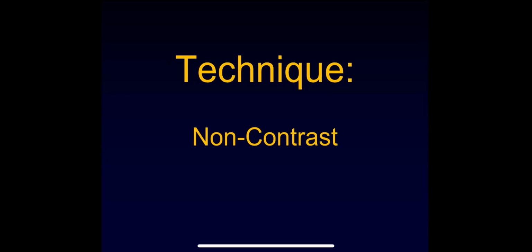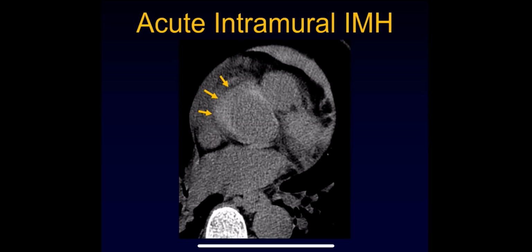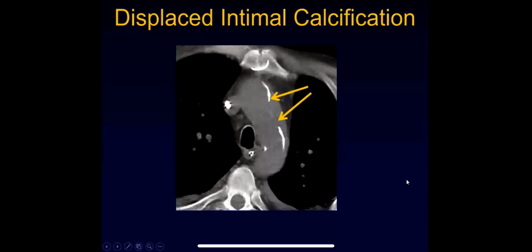At our institute, all our suspected acute aortas undergo a non-contrast acquisition at 5mm collimation. This is so that we can diagnose an acute intramural hematoma, which is this crescent of high attenuation in the proximal ascending thoracic aorta, characteristic of an acute intramural hematoma. And this patient also has had bleeding into the pericardial sac. Non-contrast CT performed for other reasons may pick out displaced intimal calcification, which is also diagnostic of aortic dissection.